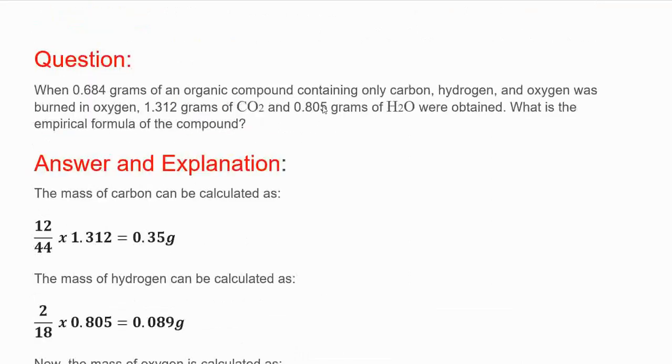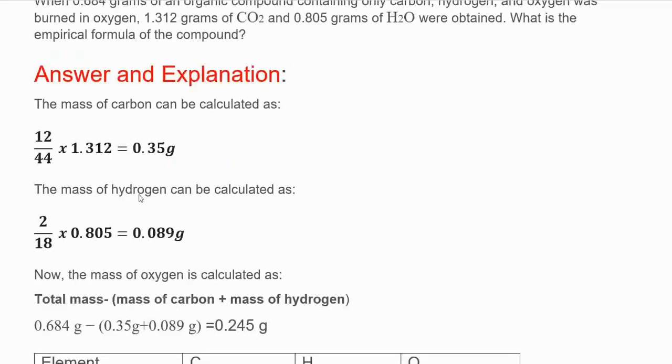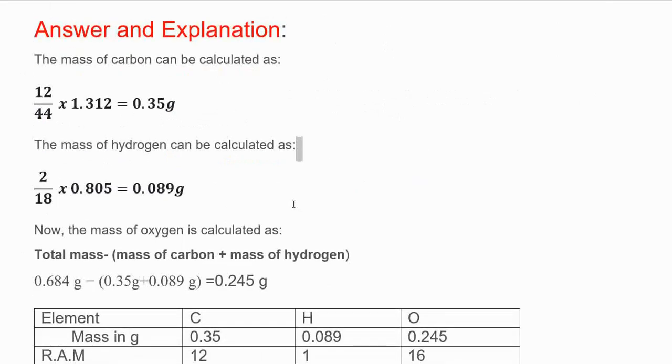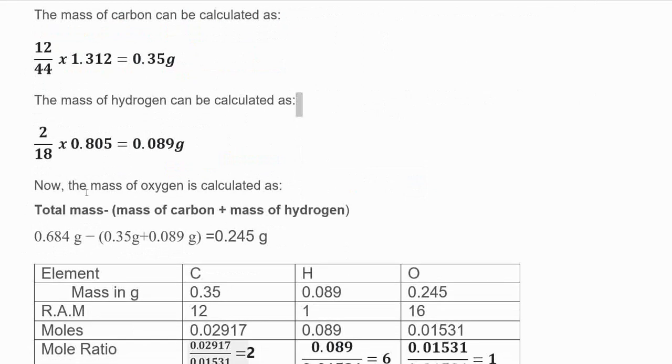Next, how do you get the mass of hydrogen? We know the hydrogen is in water, and the total mass of water is 0.805. The mass of hydrogen is 1, and hydrogen is 1 times 2, which is 2. So we have 2 over the total mass of water, which is 18, that is 16 plus 2, times 0.805, and it will give us 0.089.